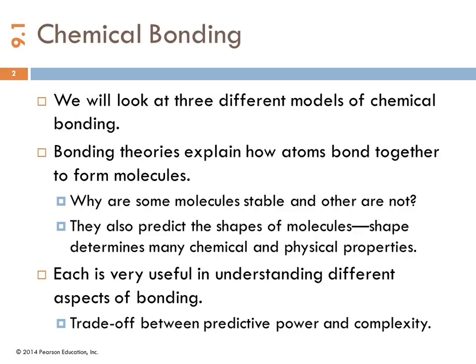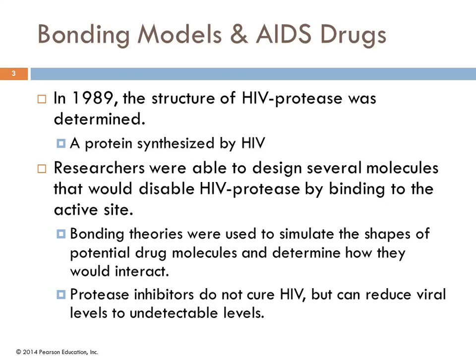There's a trade-off between predictive power and complexity. So if you want great predictive power, you're also going to get great complexity. Complexity means it's harder to understand, it's harder to use. And so we're going to start with the simplest one. It doesn't work for everything, but it works for some stuff, and it's not so hard to understand.